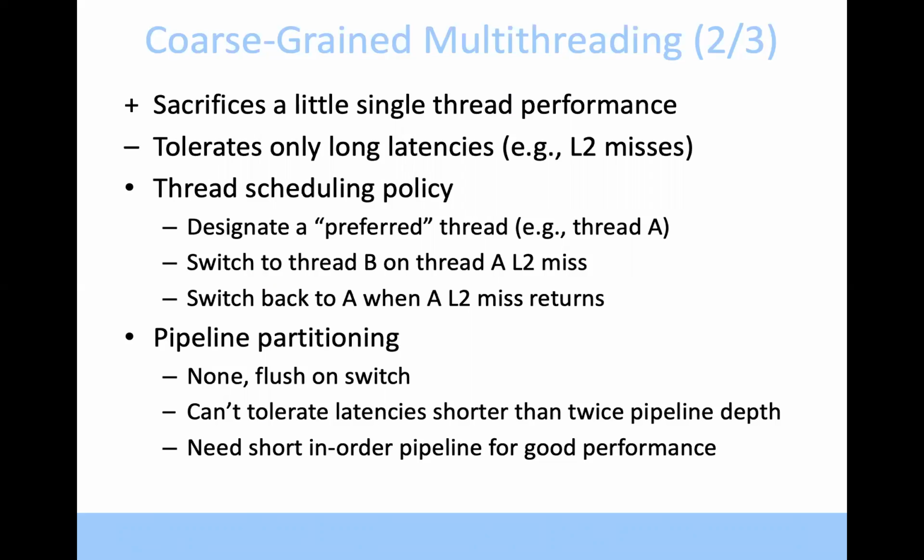Sometimes cores will implement a thread scheduling policy. You'll designate a preferred thread, and then you'll switch to thread B when an L2 miss happens, and then back to thread A when the miss returns. The long latency is actually pretty long. You can't use this for any latency shorter than typically twice the pipeline depth, which is really long. And this doesn't give you as good performance.